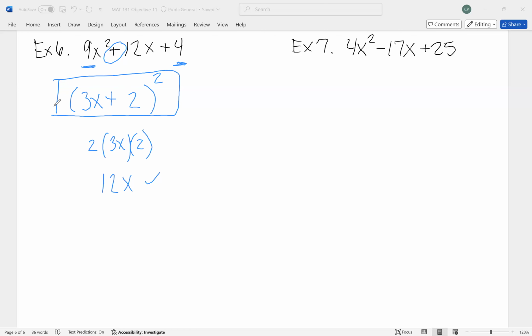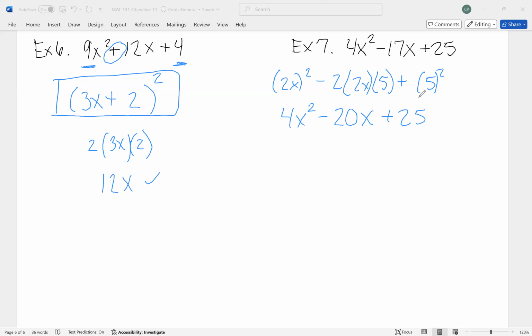And last but not least, for example 7, we have 4x squared minus 17x plus 25. If we do the shortcut, all right, let's see what we get. All right, so if we look at this first one and the last one, and we get the 2x and the 5, the middle term that we get is going to be negative 20x. We're not going to get negative 17x, okay? So that means we need to try to factor it a different way.